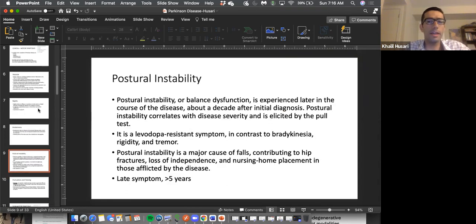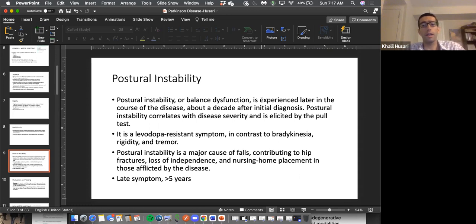Postural instability is balance dysfunction. It's usually also late in the disease. If you have early postural instability, it's one of the red flags. You should think of something else, perhaps this is multiple system atrophy rather than idiopathic Parkinson's disease. It's usually 5 years into the course of the disease, right? And it correlates with the disease severity. And it's a very disabling feature.